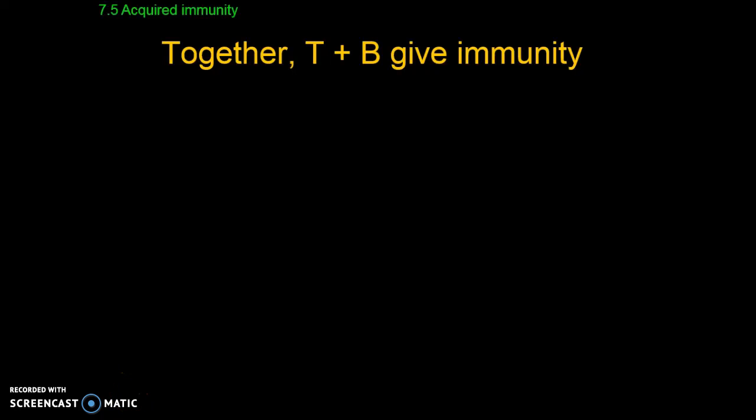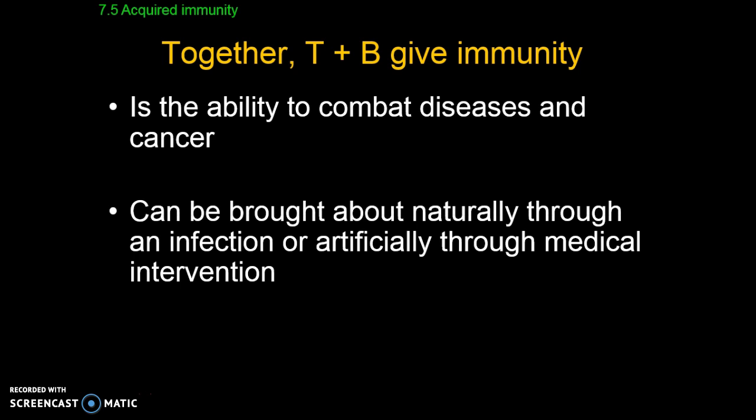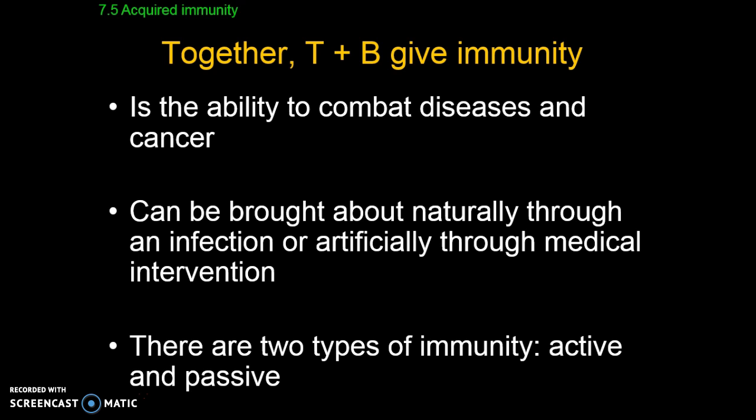For the second half of Chapter 7 audio lecture, we're really going to focus on vaccination. So we talked about T and B cells. Those cells give specific immunity, and this is the ability to combat disease and cancer. However, this immunity can be brought on by natural occurrences, or it can be brought on through artificial means such as medical intervention. So there are two types of immunity, active and passive.